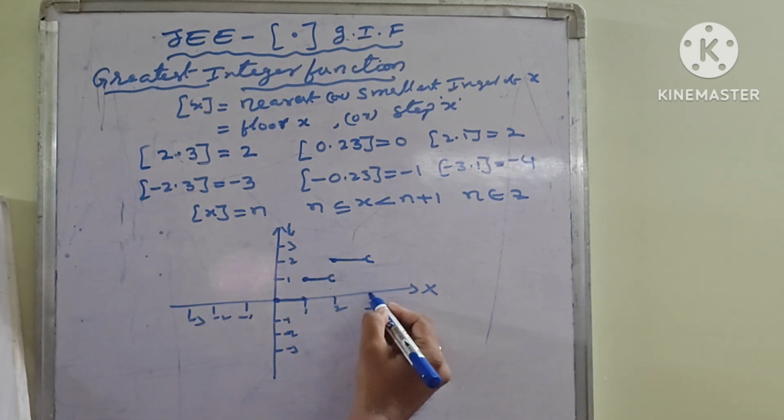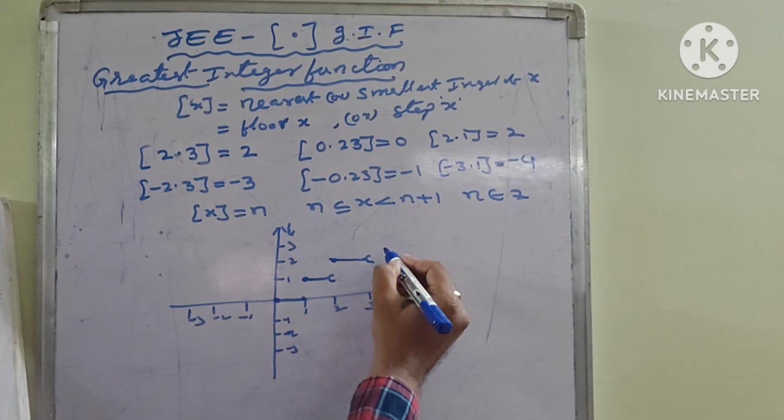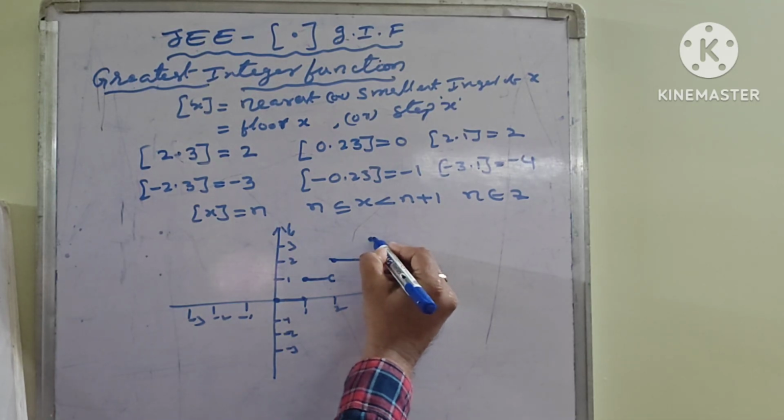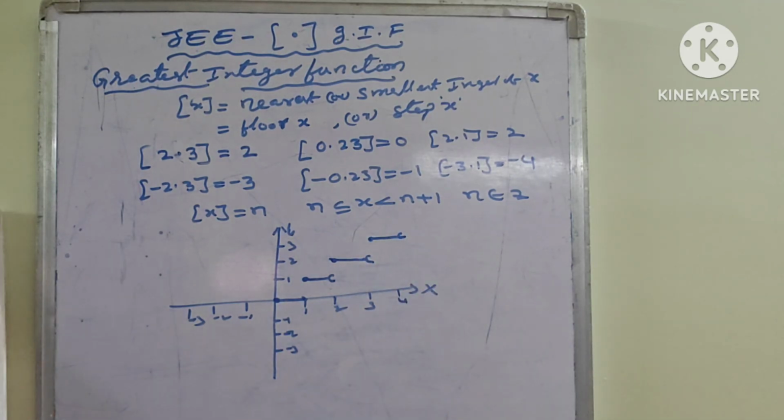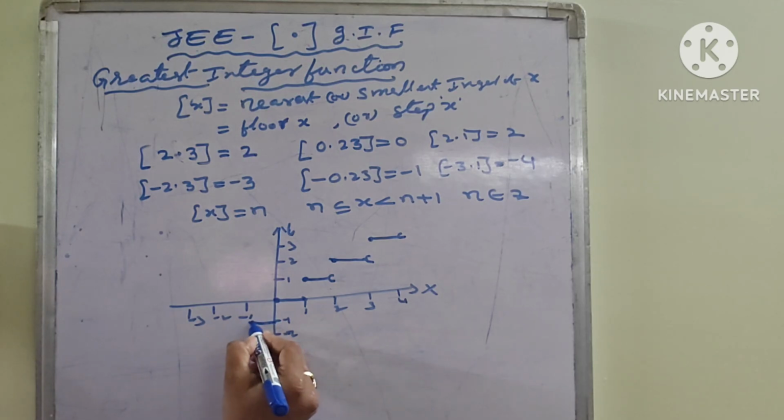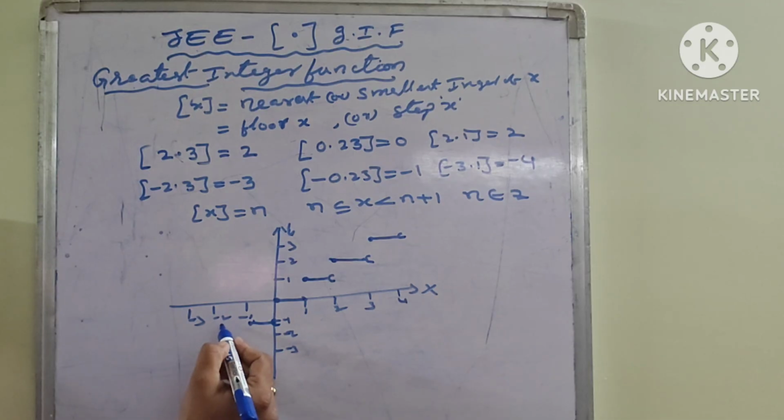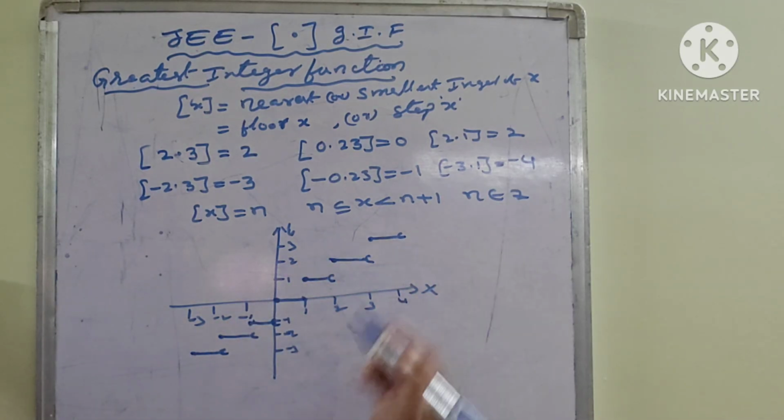For 3 less than or equal to x less than 4, the value is 3. Now for minus 1 less than or equal to x less than 0, the value is minus 1. For minus 2 less than or equal to x less than minus 1, the value is minus 2. For minus 3 less than or equal to x less than minus 2, the value is minus 3. So these are the steps. This is the step function.